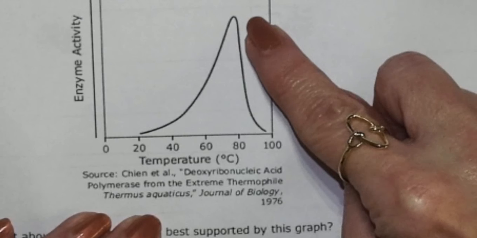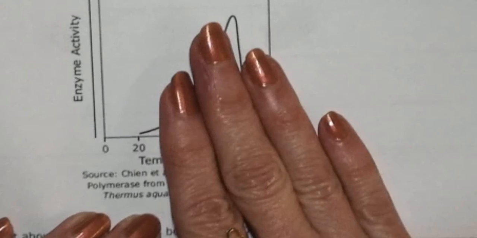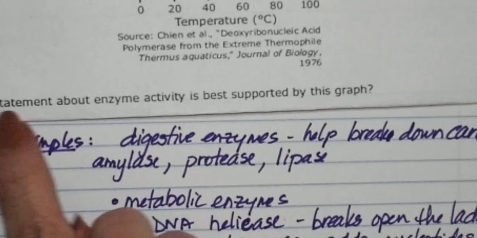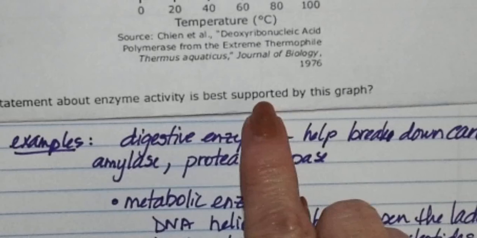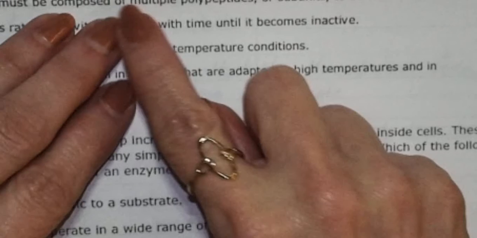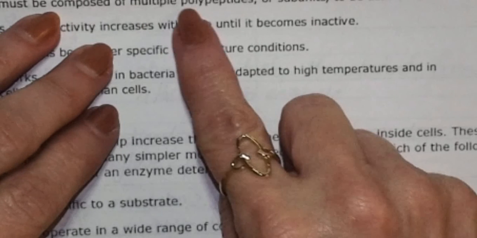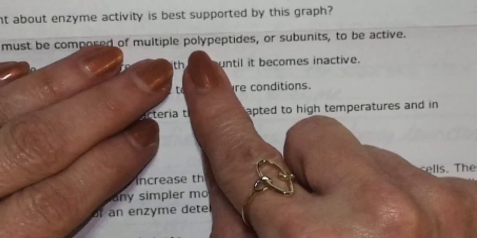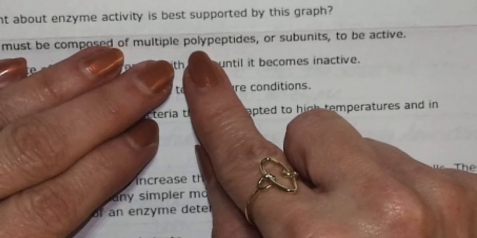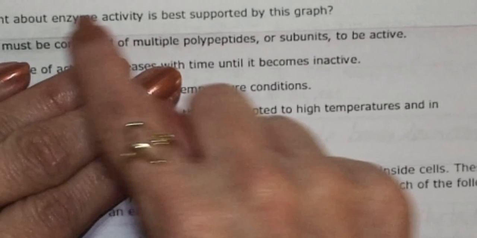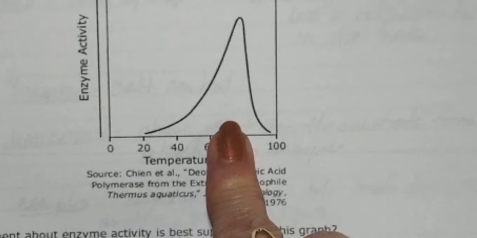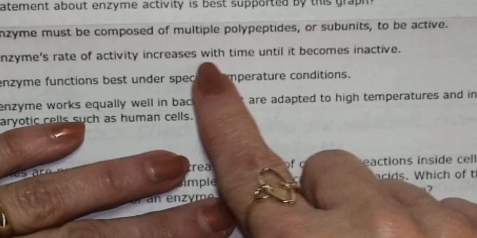An enzyme must be composed of multiple polypeptides or subunits to be active. That's true, but is that what the graph is telling you? No. An enzyme's rate of activity increases with time until it becomes inactive. Does it just automatically increase with time? No. An enzyme functions best under specific temperature conditions. There you go. Go ahead and pack it up.